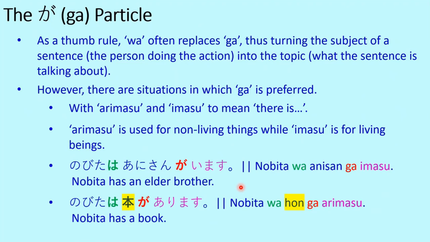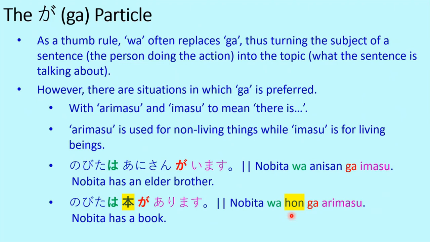Similarly, if we take an arimasu example: Nobita wa hon ga arimasu. Hon means book. Ga arimasu means Nobita has a book. There is a book with Nobita. Nobita wa hon ga arimasu.